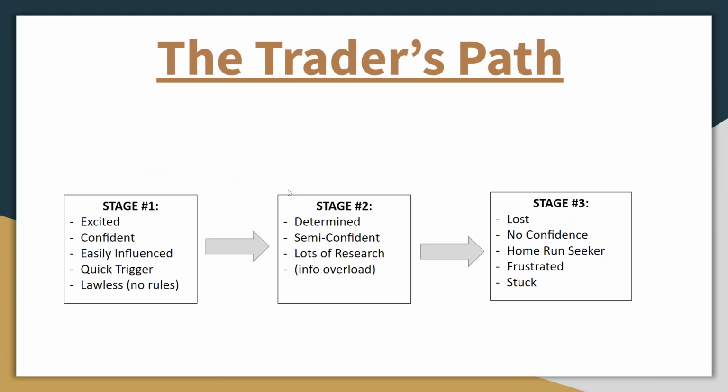So this is what I call the trader's path, right? There are 3 stages, and I have worked with thousands of traders over the years and really helped them build a trade plan. But I notice traders fall into 3 stages, okay? So they start with the excitement stage, and a lot of newbie traders start in the excitement stage. They're in stage 1, right? This is where they see something on TV or online and they're like, oh, I'm going to make money. This is easy, right?